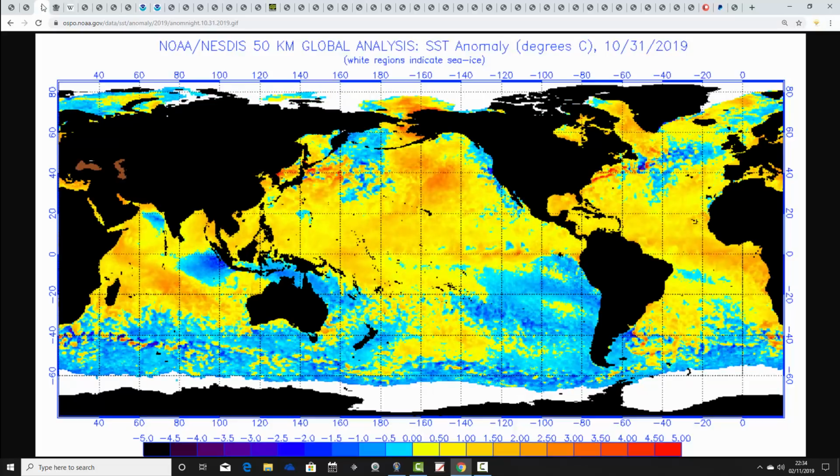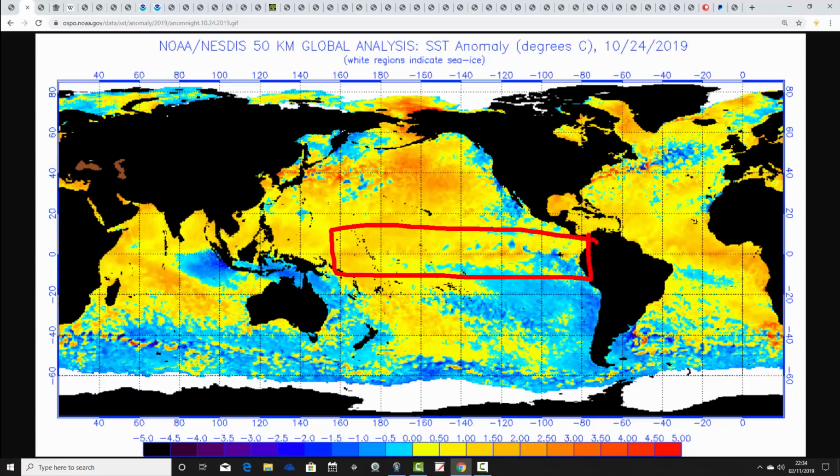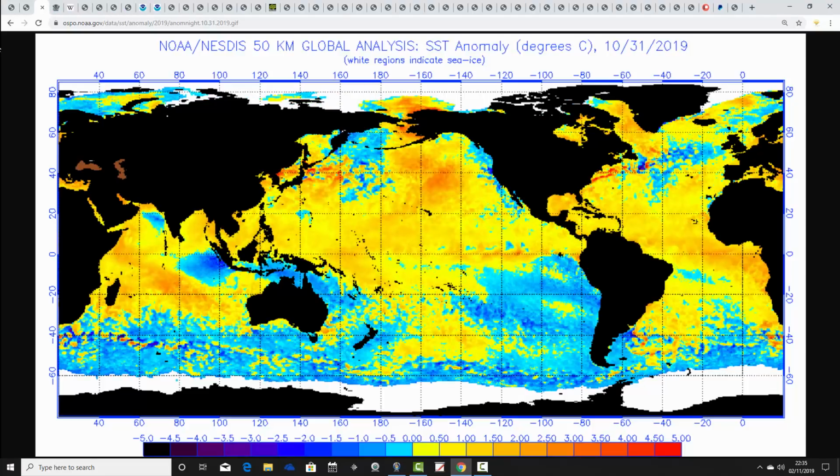This is it. So dealing with the ENSO region first of all, again, let's go back to last week and focus on that. There it is. That is the ENSO region. Let's go forwards and focus on the latest from the 31st of October from NOAA. Very little change. We still have our signature for being at ENSO neutral.